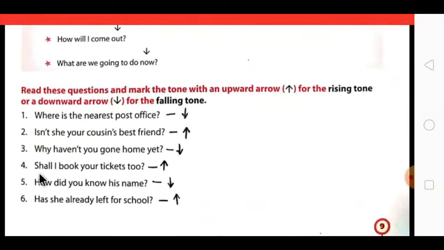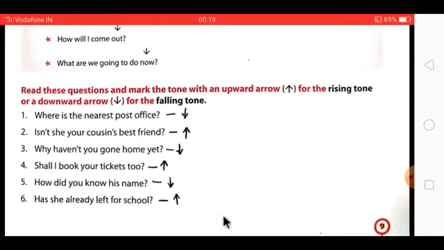The fourth one, shall I book your tickets too? See the difference between the asking of the questions. In this, the tone has risen up. How did you know his name? The tone has fallen down. And the last one, has she already left for school? The tone has risen up.